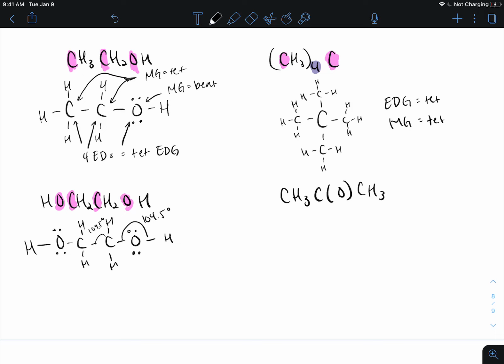Okay, next one. We've got this carbon attached to this carbon, attached to this carbon. This one, oxygen right here, is in parentheses. So that means it only belongs to that carbon right there, and it's going to be bonded as a double bond. So we have our carbon, carbon, carbon, double bonded oxygen, and then put in our hydrogens. And then electron pairs.